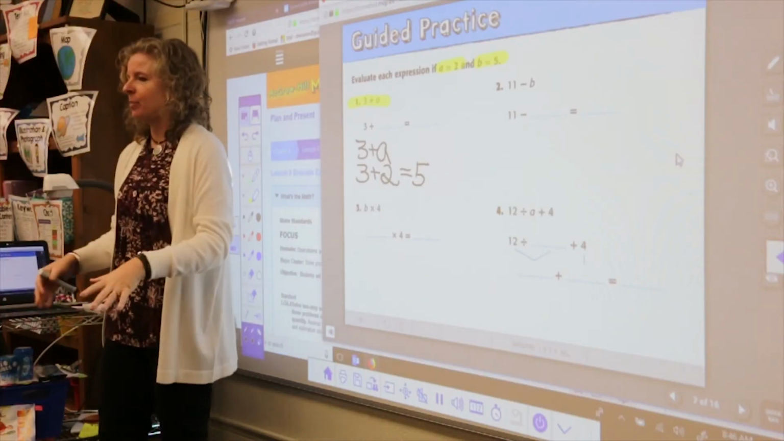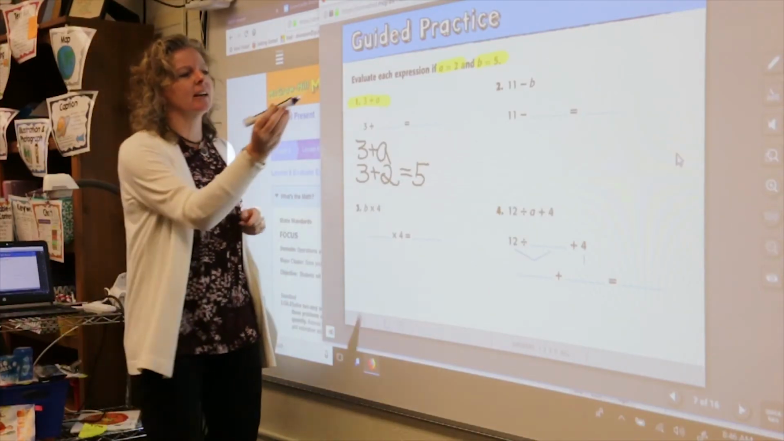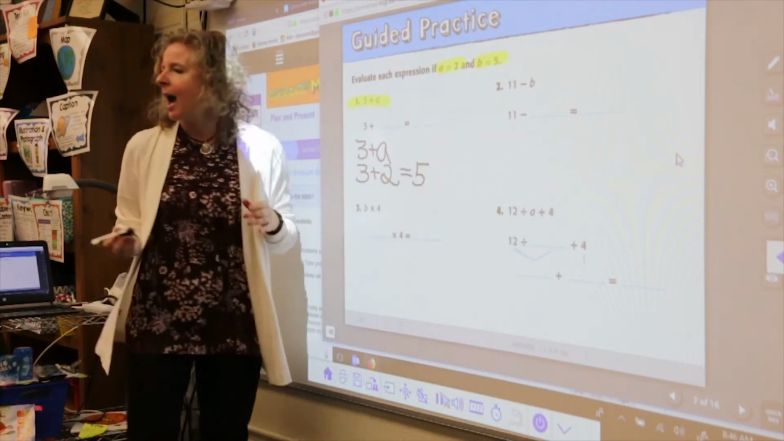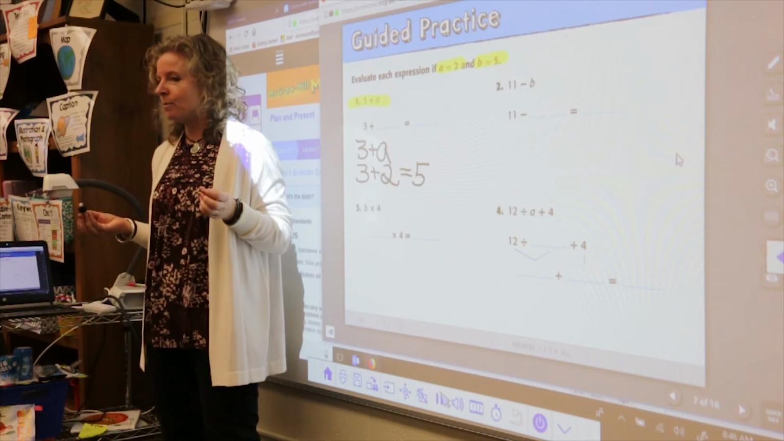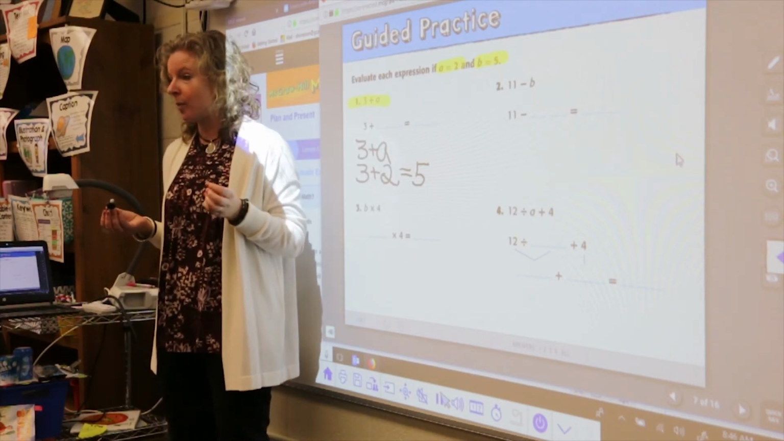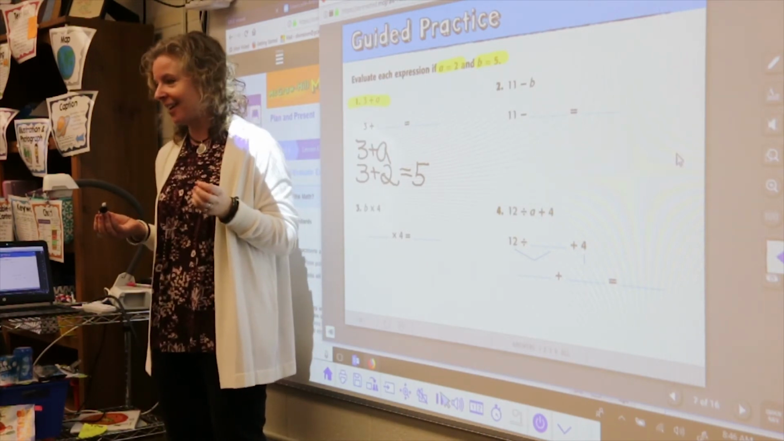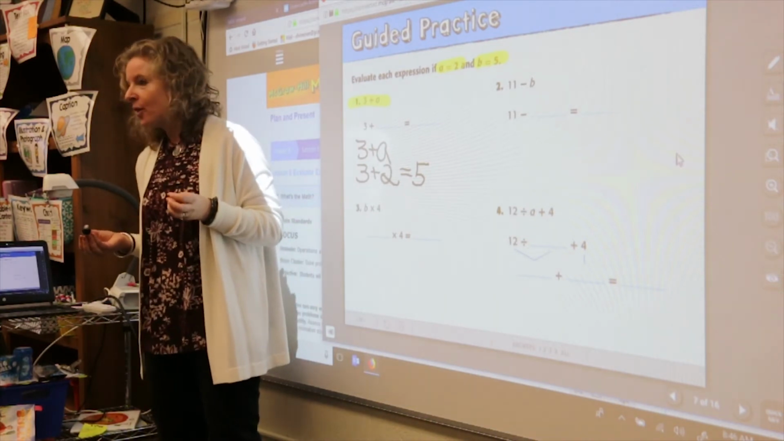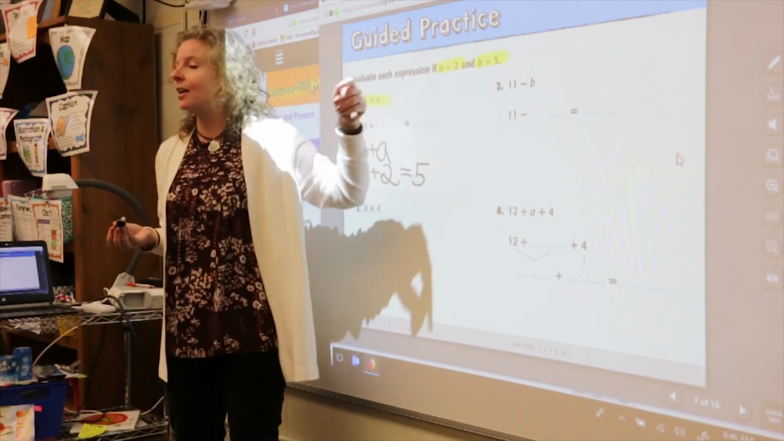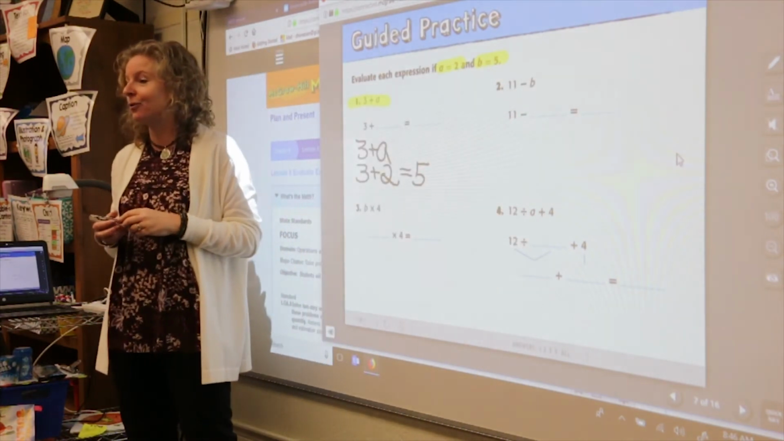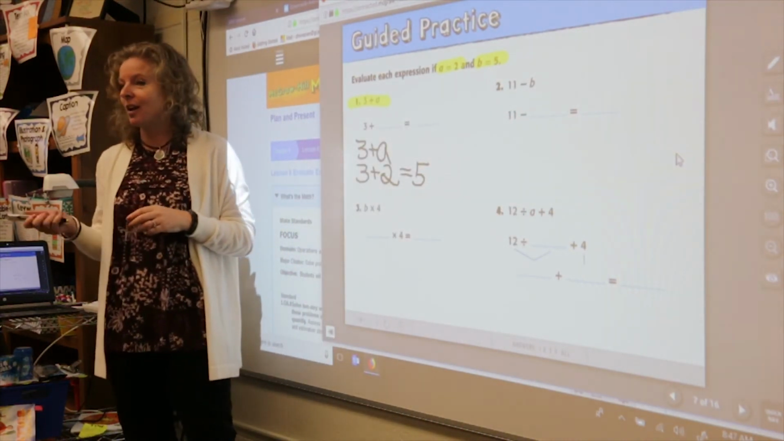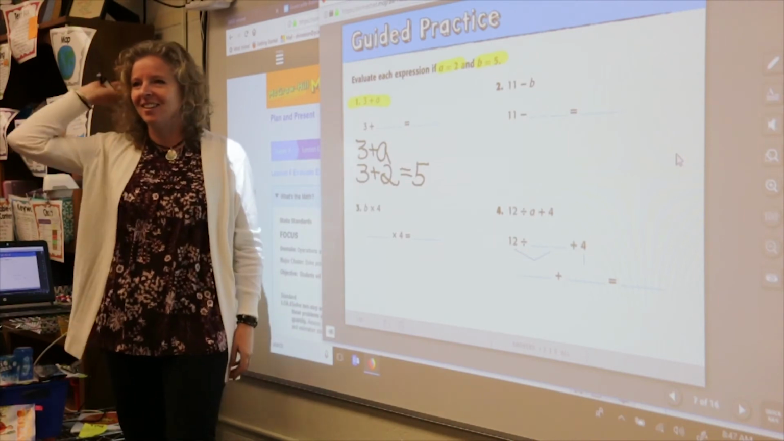All right, let's look at number 2. It says 11 minus B. How on earth do I know what B equals? What magic tells me what B equals? Caden, what? The words. They're even highlighted for us. So what should I fill in for B? What number? Raise your hand if you know. Hannah's like, I love volunteering.